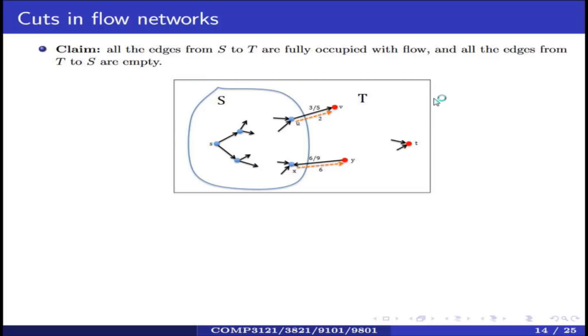So what did we show? We showed that all pipes in the right direction are fully occupied, so the flow is equal to these capacities, and in the opposite direction, there is no flow whatsoever. But this exactly means that the flow through this cut is precisely equal to the capacity of the cut. So we are in this situation. We found a flow which equals the capacity of a cut.